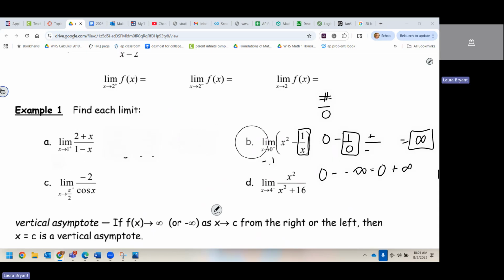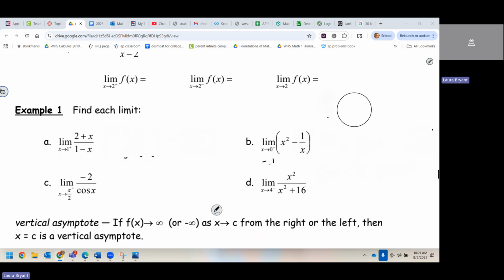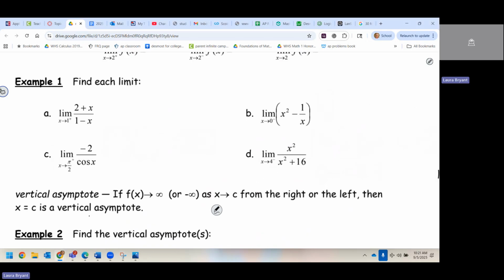Okay, third example has trigonometry in it, so we have to figure out how we're going to handle that. This is the same thing as the graph of -2 secant. If you wanted to graph -2 secant in your head, you could figure that out, or let's try our strategy. So plug in pi over 2.